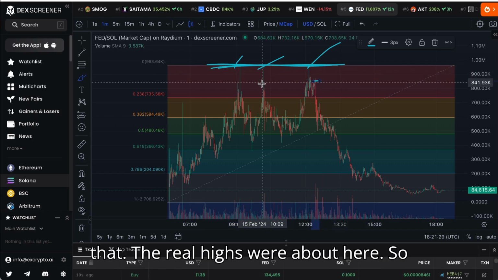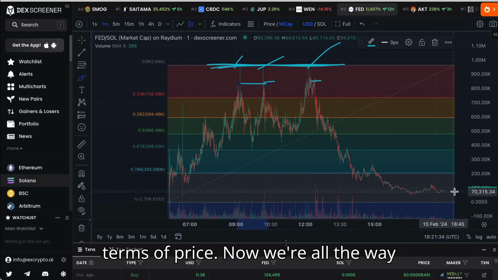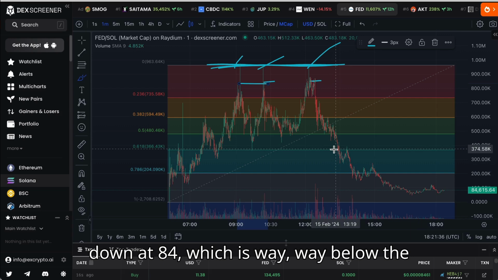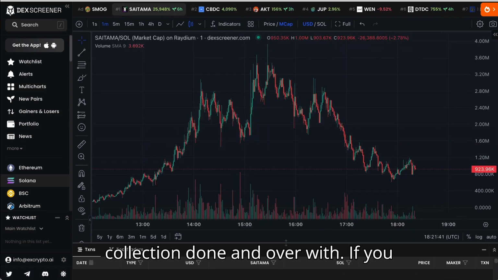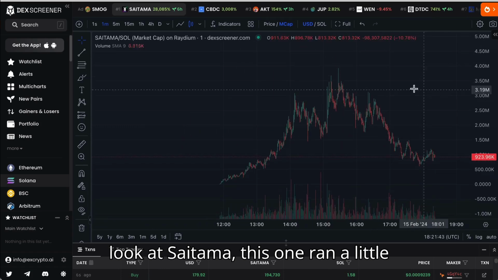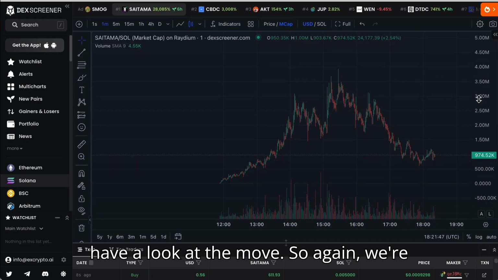The real highs were about here. So from there, we just kept dying down in terms of price. Now we're all the way down at 84, which is way, way below the 618 level. So that's it. That's the collection done and over with. If you look at Saitama, this one ran a little bit higher to almost 4 million. Let's have a look at the move.